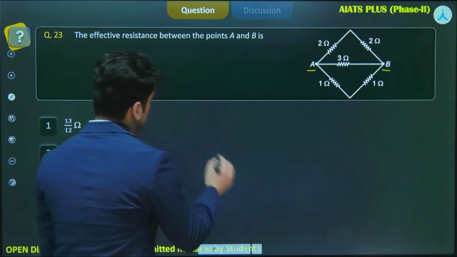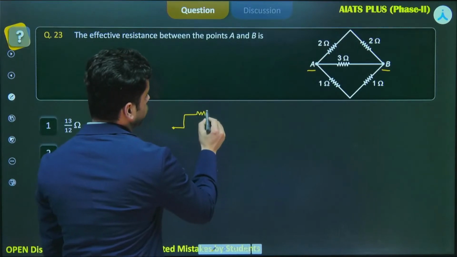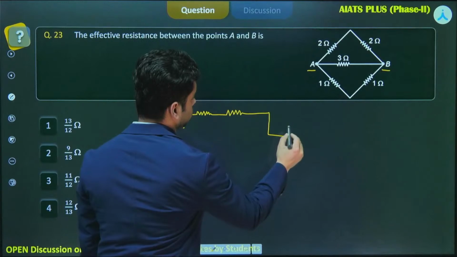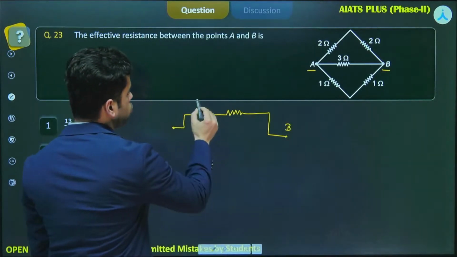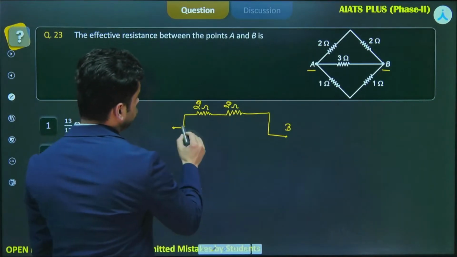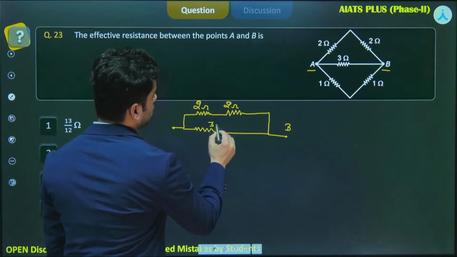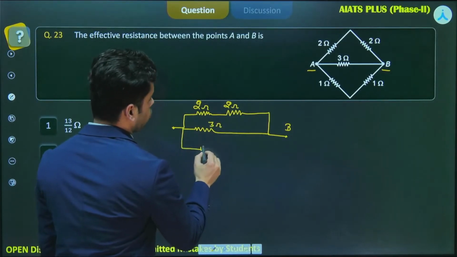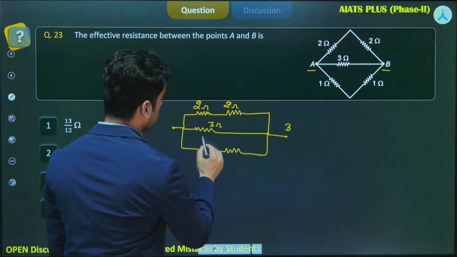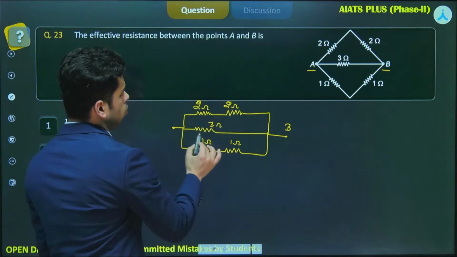So if I try to draw this in a different manner, this is my point A, and I have one branch, and this is my point B. So I have 2 ohm and 2 ohm over here. In the next branch, I have 3 ohm over here, and in the very next branch, I have 1 ohm and 1 ohm over here. This is also 1 ohm, this is also 1 ohm. So 2 ohm, 2 ohm, 3 ohm, 1 ohm, and 1 ohm.